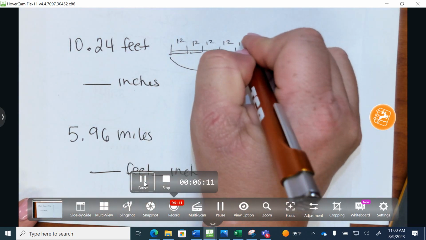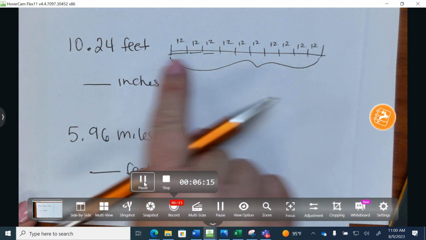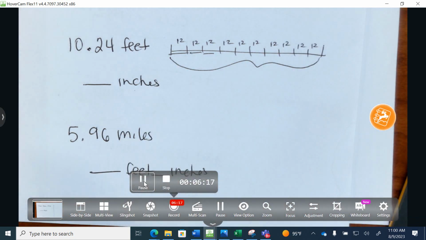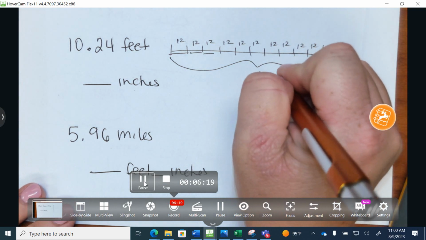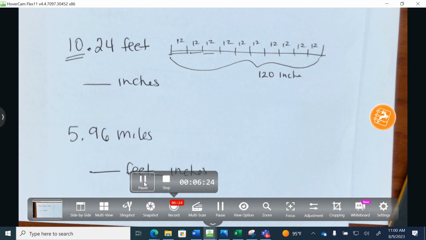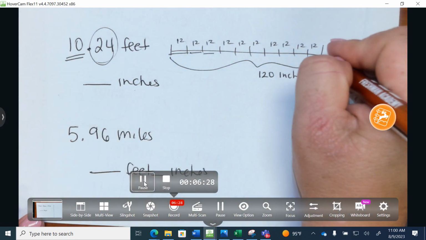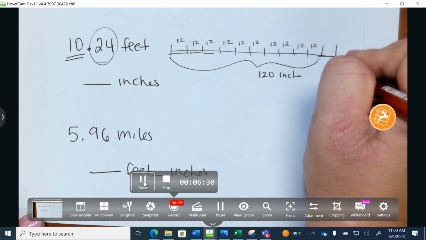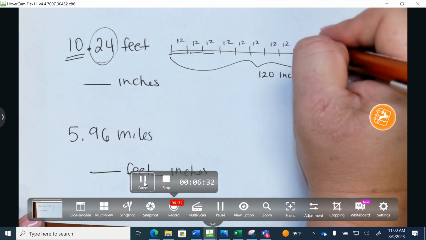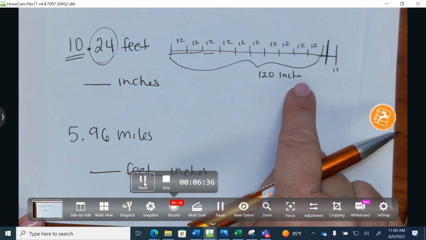Is it necessary for you to write this down? No, this is just for kids who are struggling to visualize what we're doing. So please take 10 times 12 or do it in your head. What do you end up with? 120 inches. That's this portion. What I haven't accounted for is this remainder. So we don't do 11 feet. We only do 10 full feet. That represents the 120 inches.